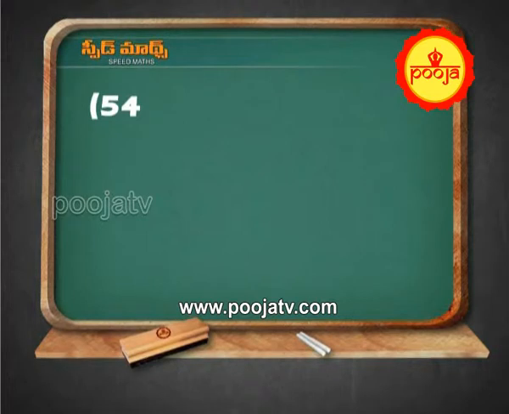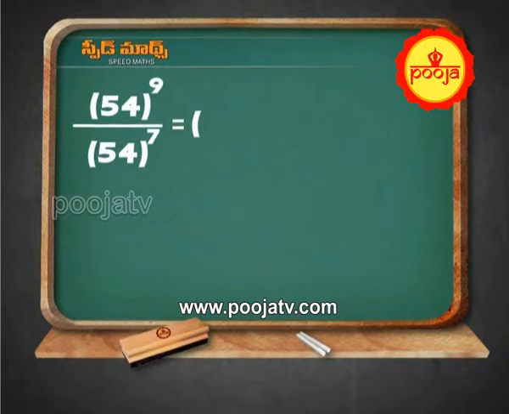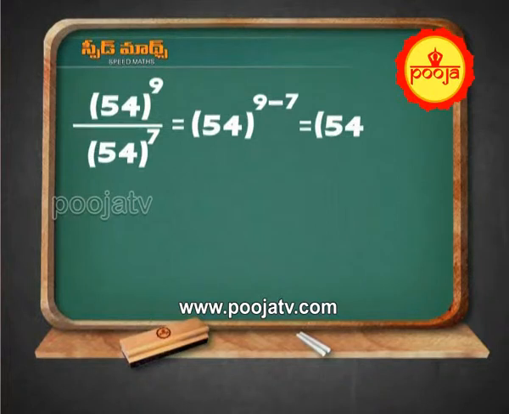54 to the power of 9 divided by 54 to the power of 7 equals 54 to the power of 9 minus 7, equals 54 to the power of 2, equals 29, 16, 2916. Like this they ask.